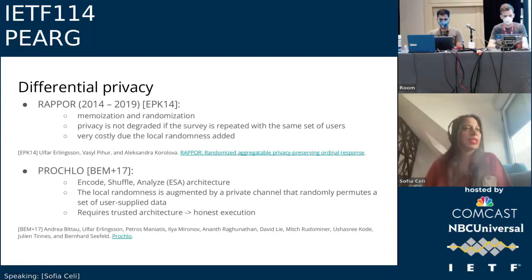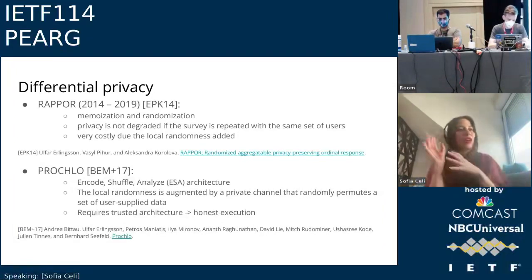In light of this being very costly, another system was developed, called PROCHLO. It's much more efficient and also uses a different architecture, called encode, shuffle, and analyze. It is an ESA architecture. Mainly the idea is that you also add this local randomness, but it is augmented by a private channel that randomly permutes a set of user-supplied data. So you have the local noise that you add in the encoding section, then you have a shuffle part that permutes the different user data, and then the analyze part just performs the statistical function that you need to perform.